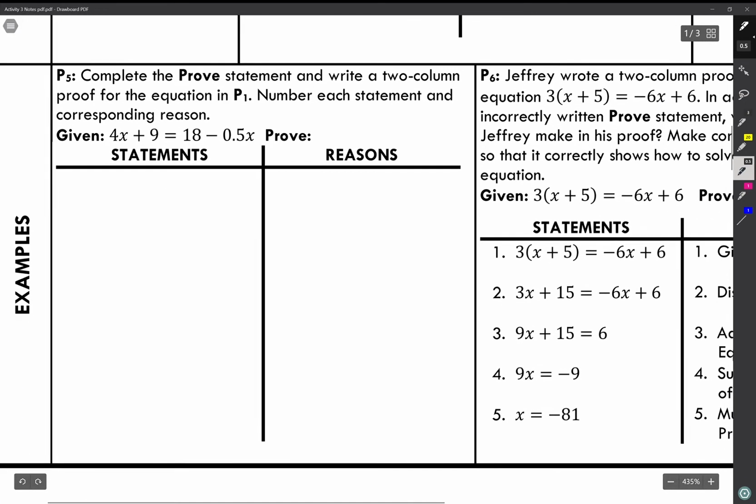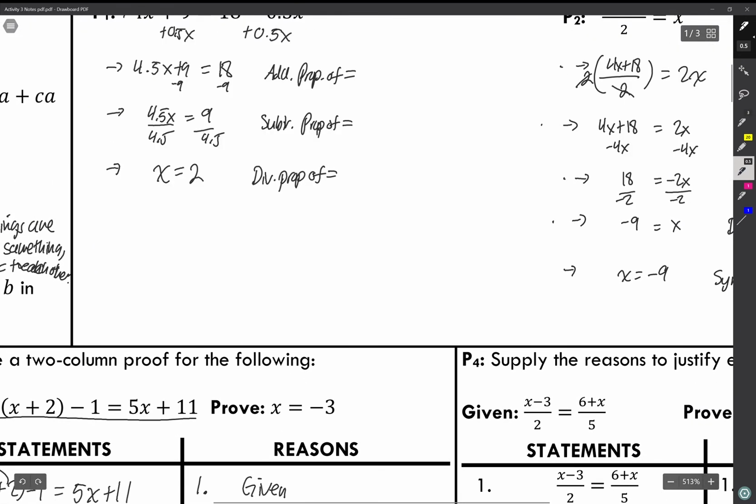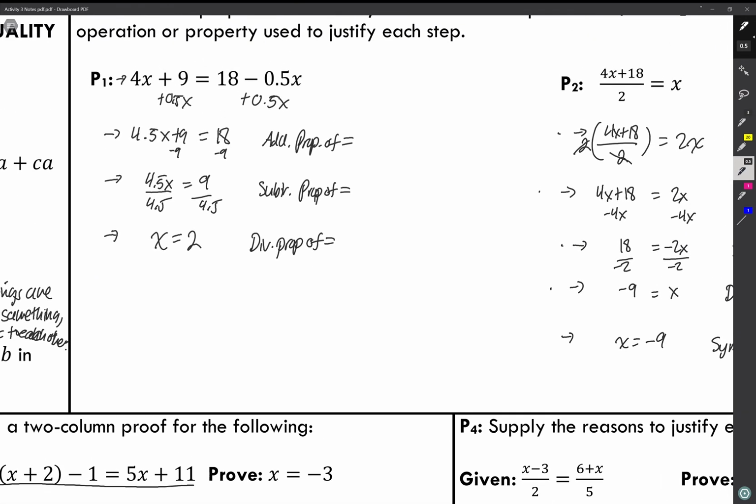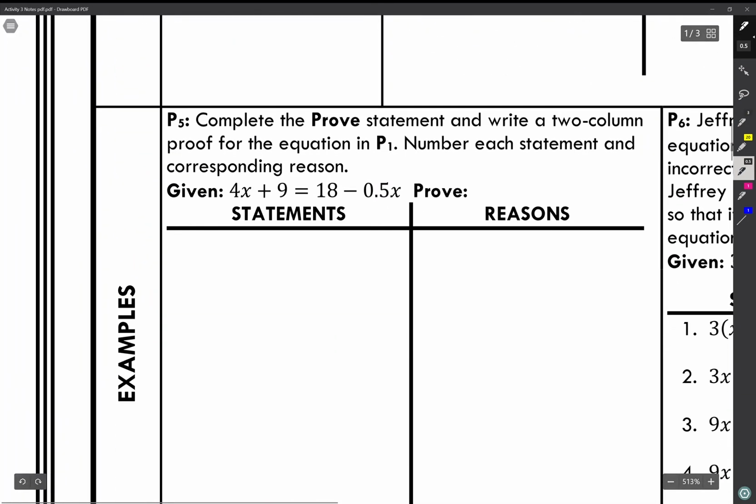So, P5 wants us to complete the proof statement and write a 2-column proof for the equation in P1. Number each statement and the corresponding reason. So we're just basically writing a 2-column proof based on what we did in P1. All we did was solve this equation in 1, 2, 3, 4 steps, okay? Remember we know that our first statement is always the given statement. So it's just writing down the equation that we have to solve. So number 1 is 4x plus 9 is equal to 18 minus 0.5x, and that is by given.